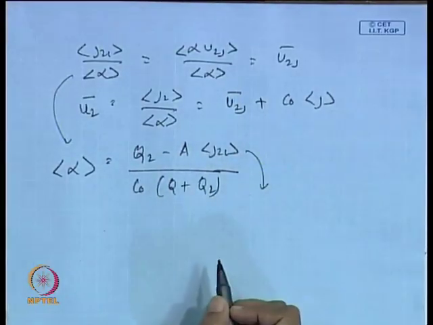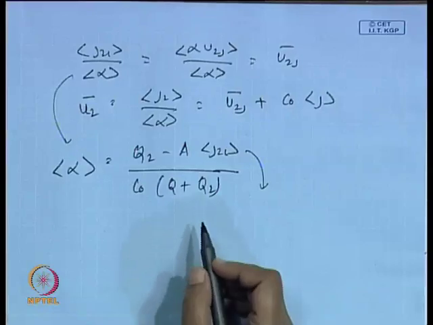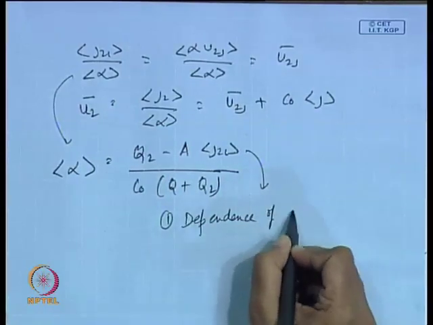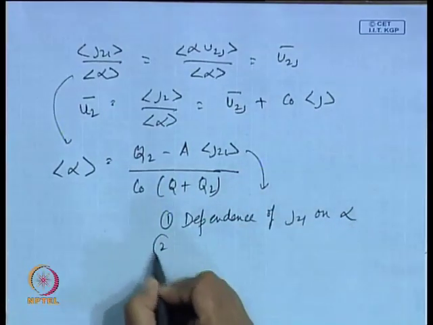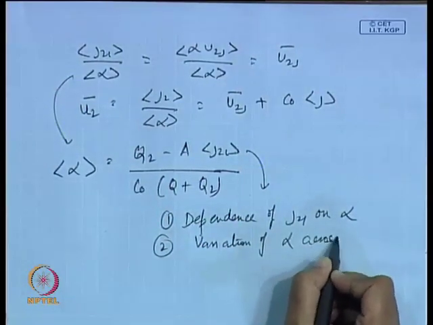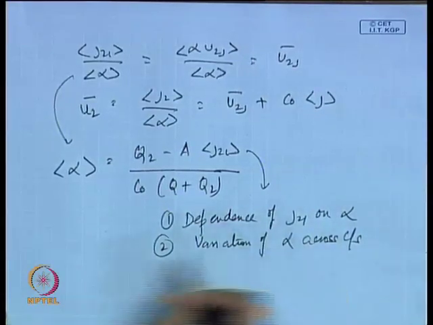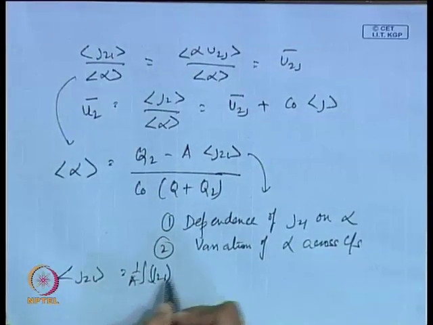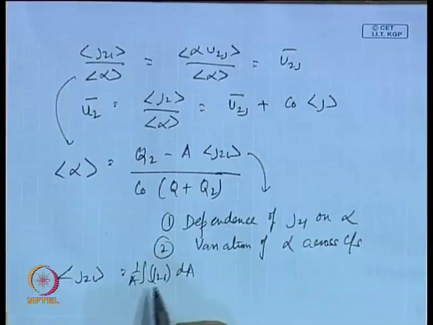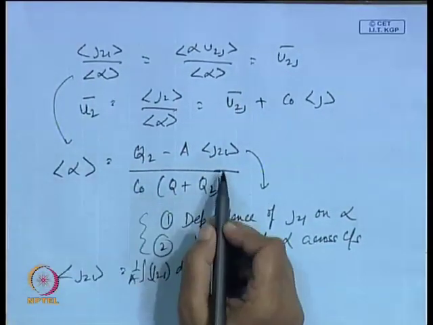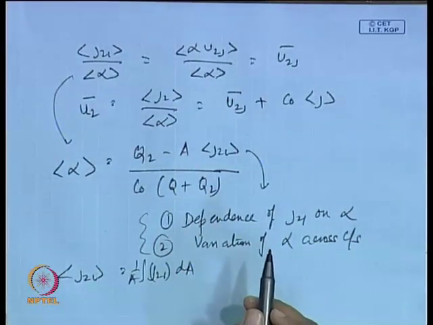For finding out J21, what do you need? You need two things. One is the dependence of J21 on alpha, and the second thing is the variation of alpha across the cross section. If you know these two things, then, because J21 is nothing but 1 by A integral of J21 dA, you have to find out how J21 depends upon alpha, and how alpha varies across the cross section. If these two data are known, your J21 can be easily found out.